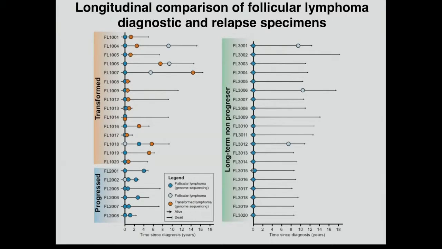And what happens is they get a sudden onset of symptoms, and the tumor goes from this very indolent disease to something that's very aggressive. And the patients that undergo this transformation have very poor outcomes. So they stop responding to therapy, and many succumb.